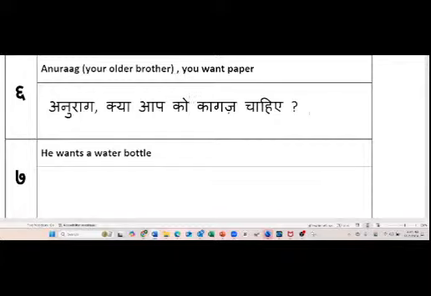Okay. Now, you can write Anurag or Anurag Bhaiya. So, Nandika chose Aapko, which means she was giving respect to the older brother. If it was not respectful, then she would have used Tujhe or Tumko.